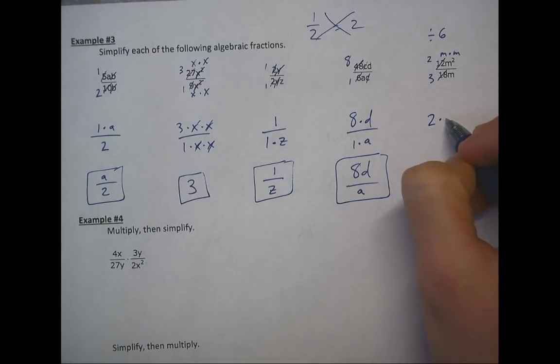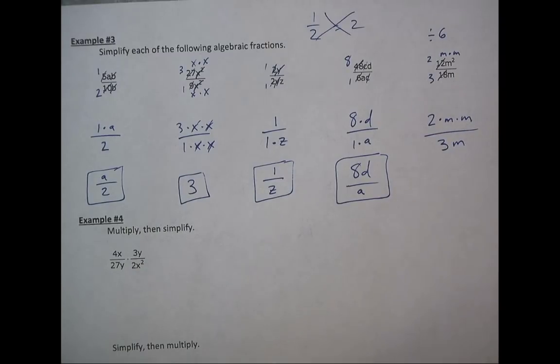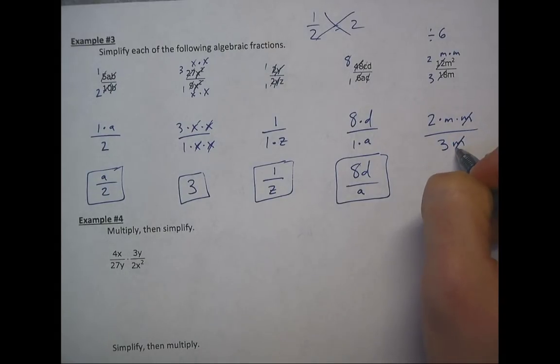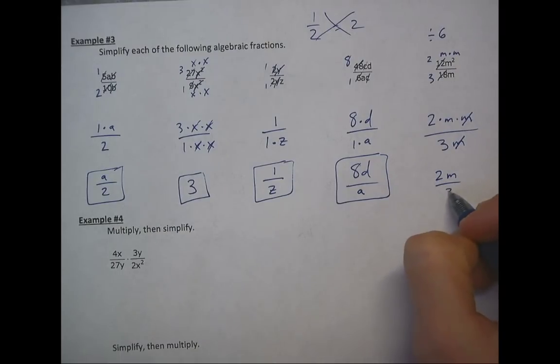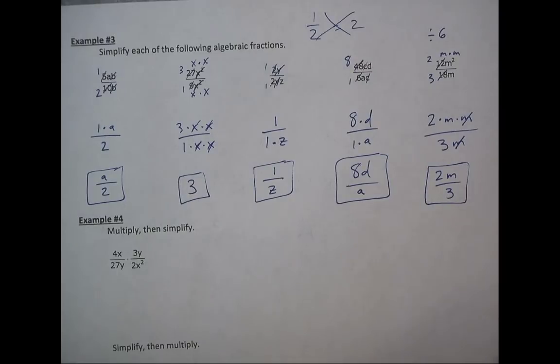It's 2 times m times m. That was from the m squared. And on the bottom, I have 3m. So this m will cancel this one, but I still have an m remaining. So it's 2m over 3 as my final answer.